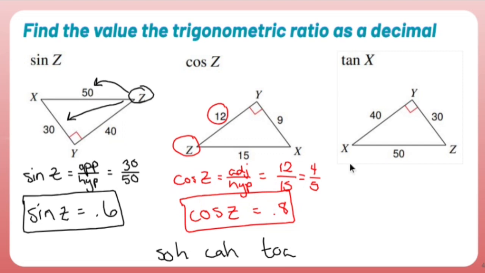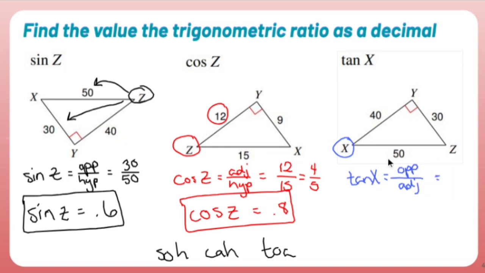Let's get a new color and do a new problem. Tan x. Now tan x, where's my x? There you is. Tan x is going to use TOA. So tangent x is going to be the opposite side over the adjacent side.